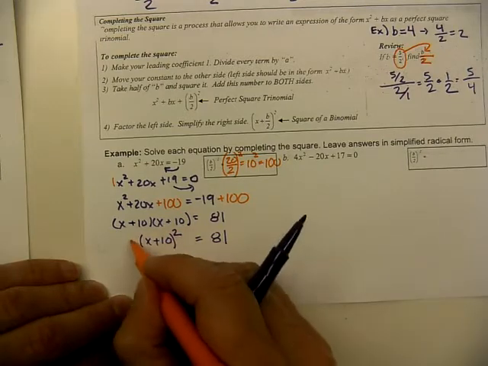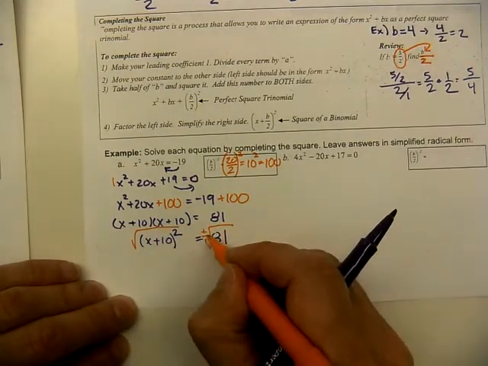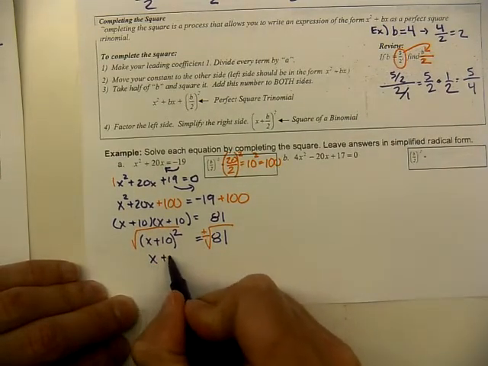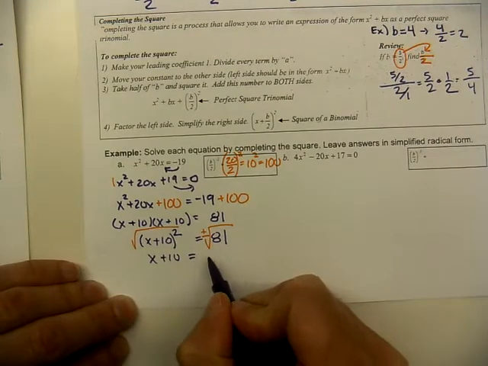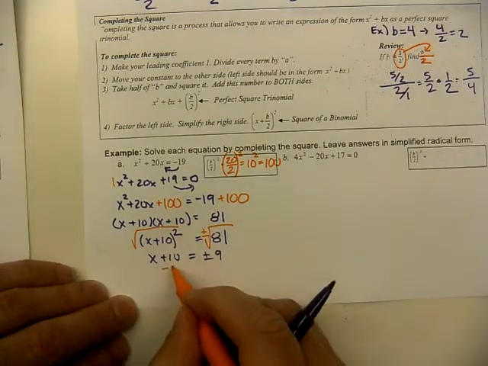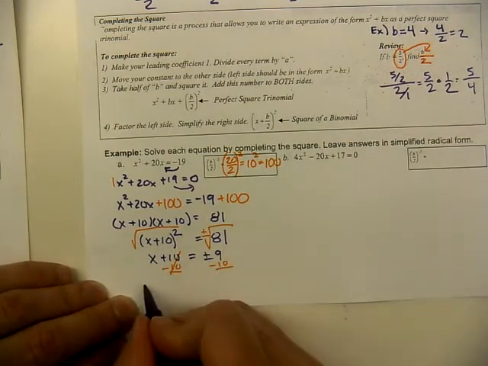So to get rid of the power of 2, let's take the square root of both sides. And when you do that, don't forget the plus or minus. On the left, the square and the square root cancel out, leaving you with the x plus 10. And on the right-hand side, you have plus or minus 9. So then we're going to move the constant term of 10 to the other side by subtracting it away. And this is how you isolate the variable.